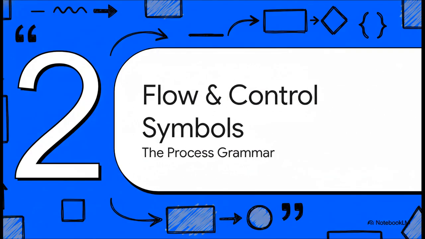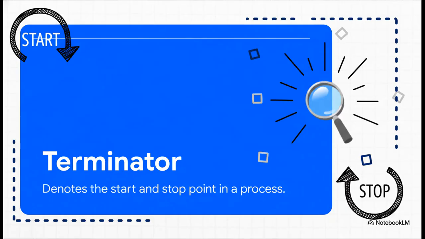All right, let's move to our first set of tools and see how this all starts to build. These are the flow and control symbols. I want you to think of these as the fundamental grammar of your process map. They are the nouns, the verbs, the conjunctions you're going to use to tell the story of how work actually flows through your system.